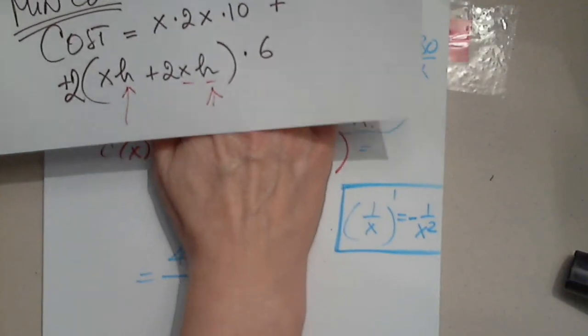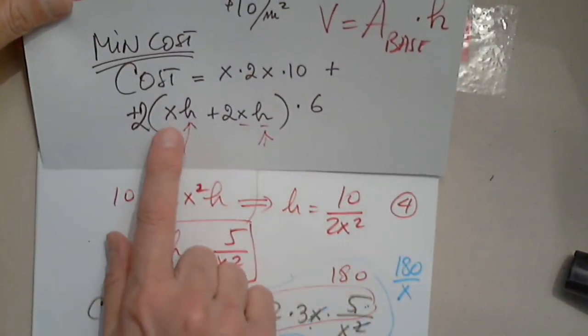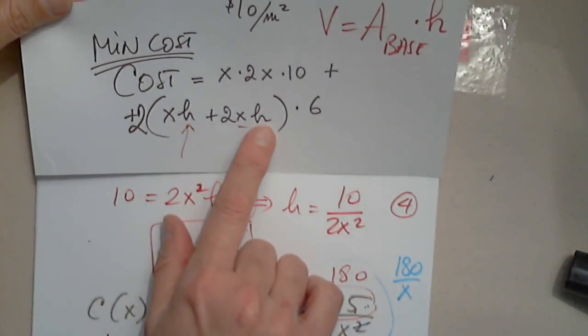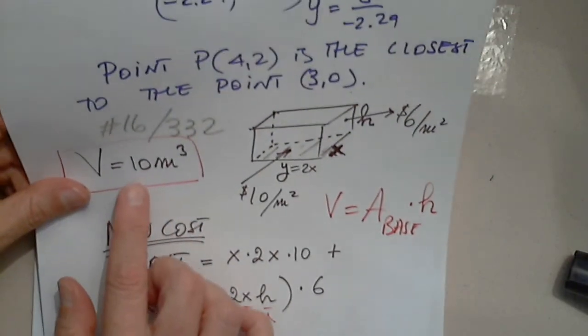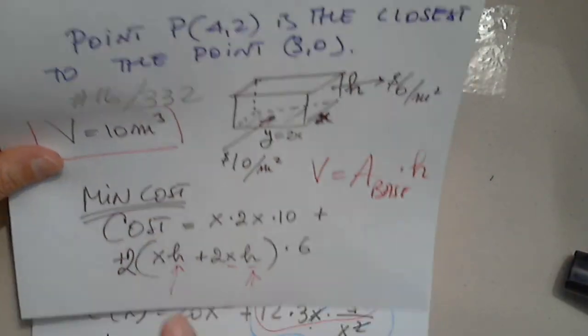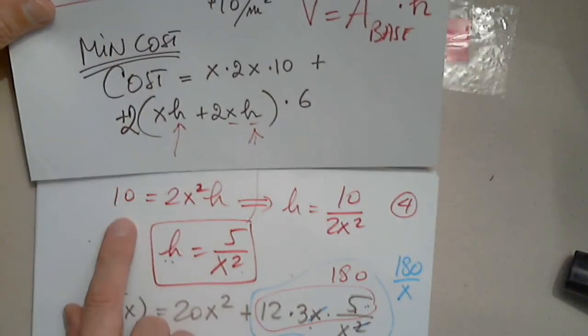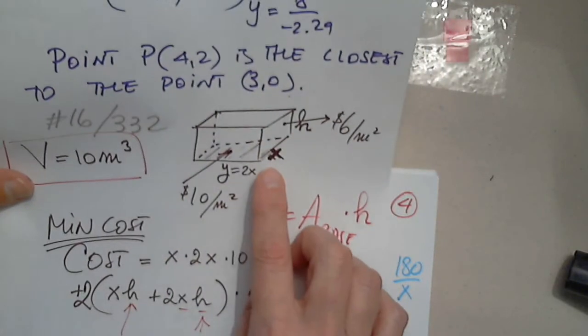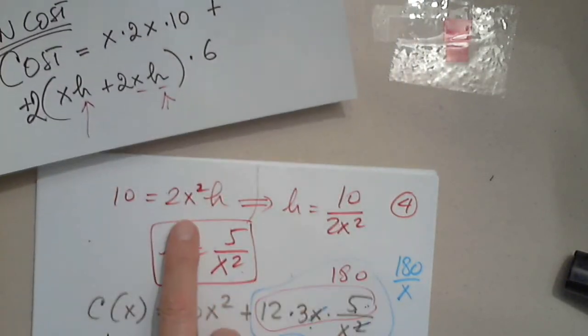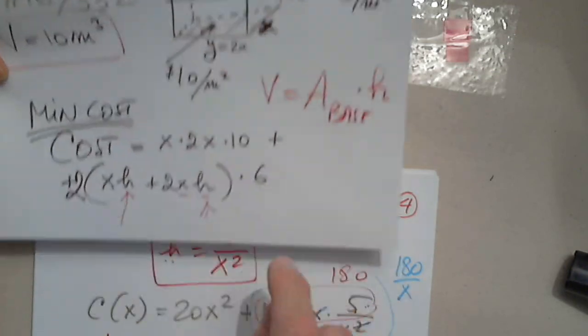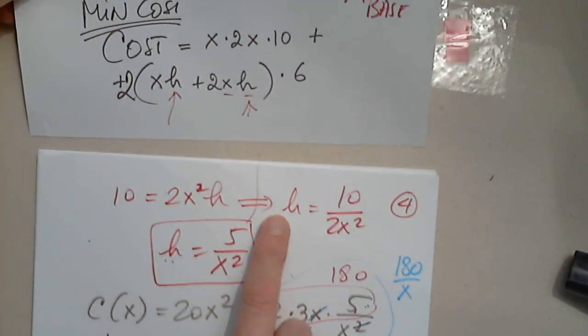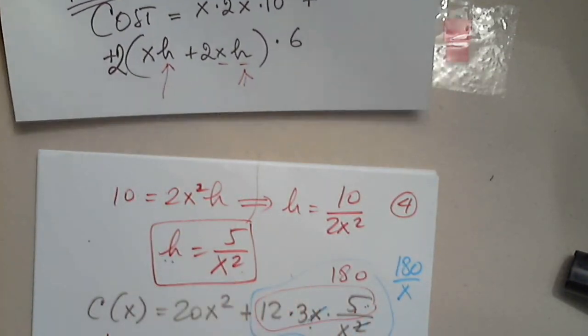And then I realized that I had to get rid of h. And how can I get rid of h? By simply using 10 as the volume. So we wrote that 10 is the area of the base, x times 2x, which is 2x squared, multiplied by the height. And from here we solved for the height, and we got this.